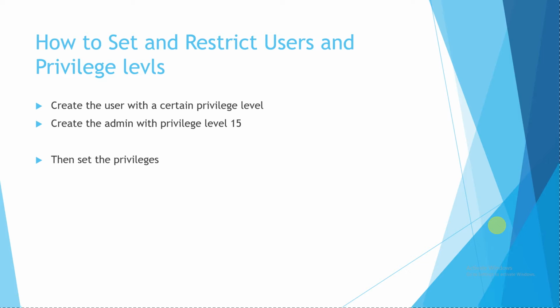So how do you set and restrict users with certain privileges? Well, you have to create the user and give it a certain privilege level. Then you create the admin user and give it privilege level 15. 15 means unrestricted access, just like you wouldn't set any privileges at all. So when you do enable, you're actually enabling privilege level 15 by default. But if you want a certain user that doesn't have full admin rights, then you can restrict them by setting the privileges, and I'm going to take you through that.